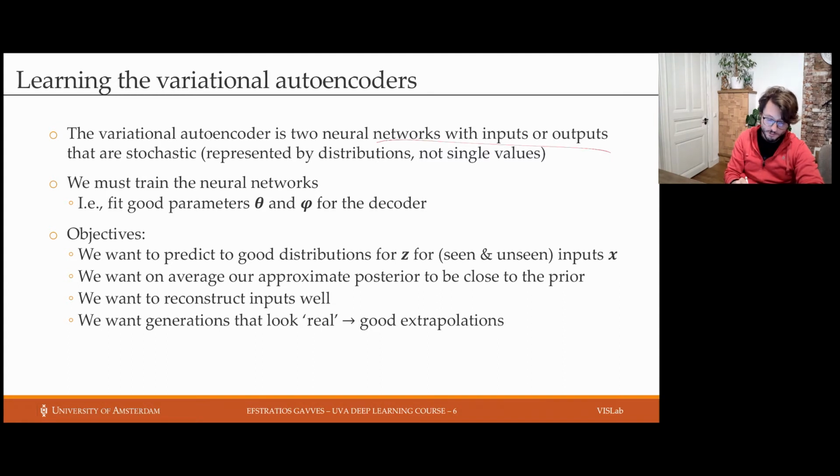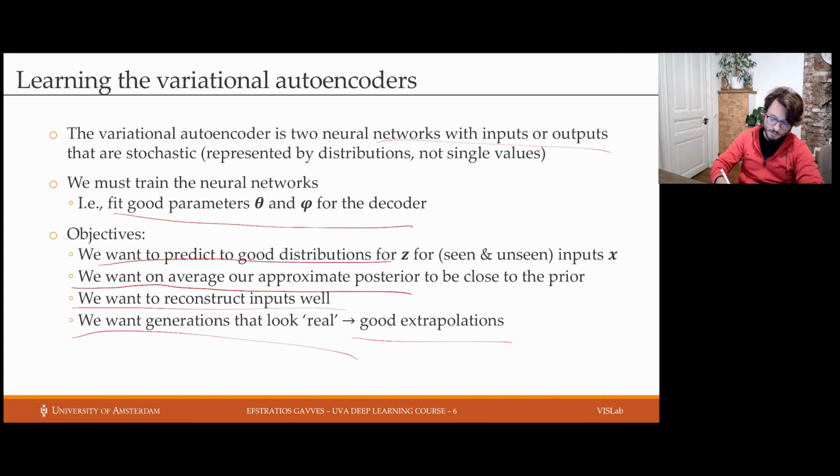And we fit good parameters theta and phi for the encoder and the decoder respectively, with the following objectives in mind. We want to make sure that we have good distributions for the latent z for any input x, right? So it means that our approximate posterior should not work only for the inputs x that it has seen during training, but for every other x. We want to make sure that our approximate posterior is not too far from the prior. This is something that has been taken care of by the KL regularization term. We want to make sure that our inputs are well reconstructed, and importantly, we want to make sure that when we generate, that is when we sample from Z, we obtain images or samples that look real, that are believable. So good extrapolations, right?